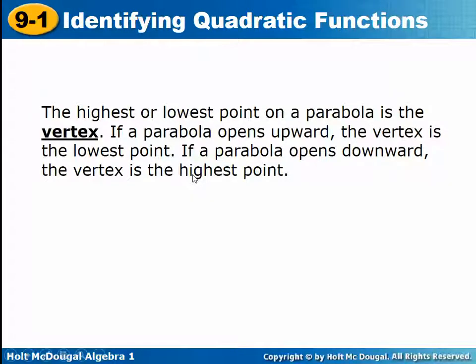The highest or lowest point on a parabola is the vertex. If a parabola opens upward, the vertex is the lowest point. That's also called the minimum. If a parabola opens downward, the vertex is the highest point. That's also called the maximum.